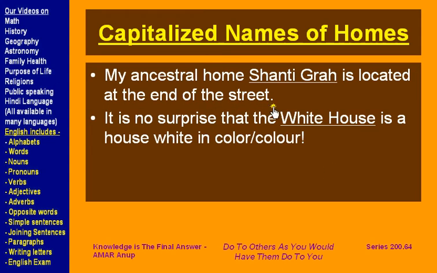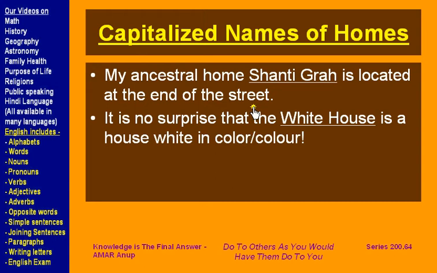This is the name of my ancestral home, called Shanti Graha. So S in Shanti and G in Graha will be capitalized. So the sentence: my ancestral home Shanti Graha is located at the end of the street.